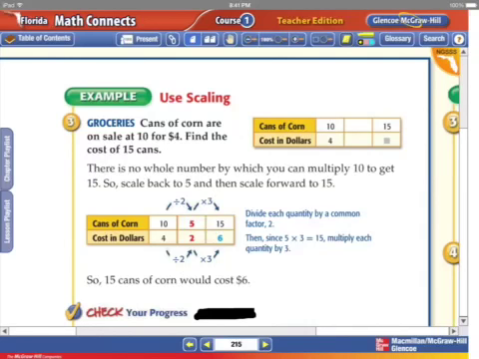I have 5 cans of corn that cost $2. Now that I have this 5, I know I can get 5 to 15. So 5 times 3, because I'm going up, gives me 15. Do the same thing on the bottom like I did at the top. 2 times 3 is 6. So I know that if I'm going to buy 15 cans of corn, it's going to cost me $6. So that's how we use the scaling.